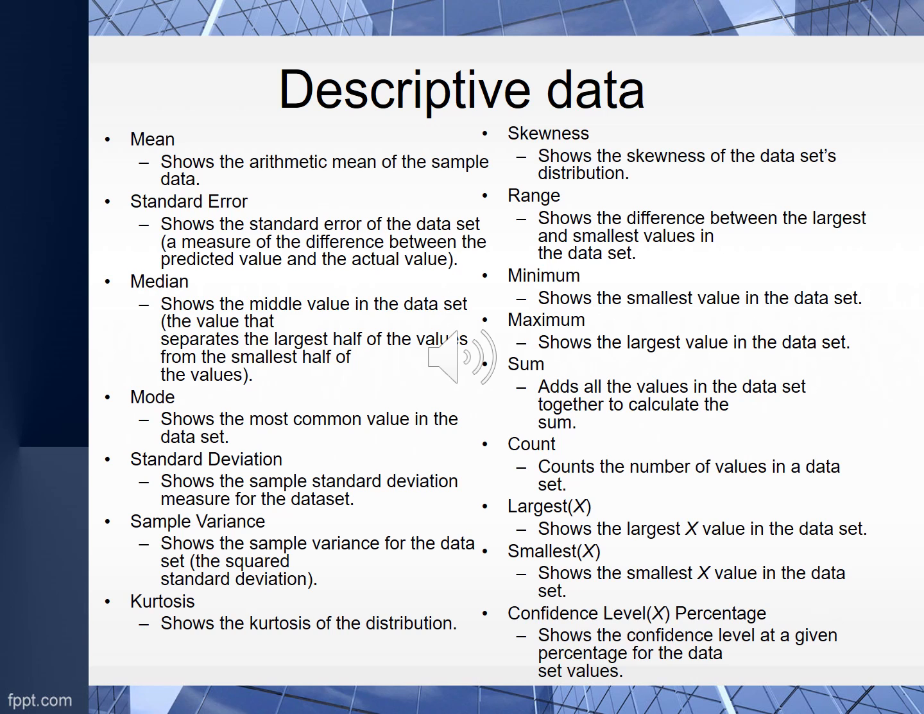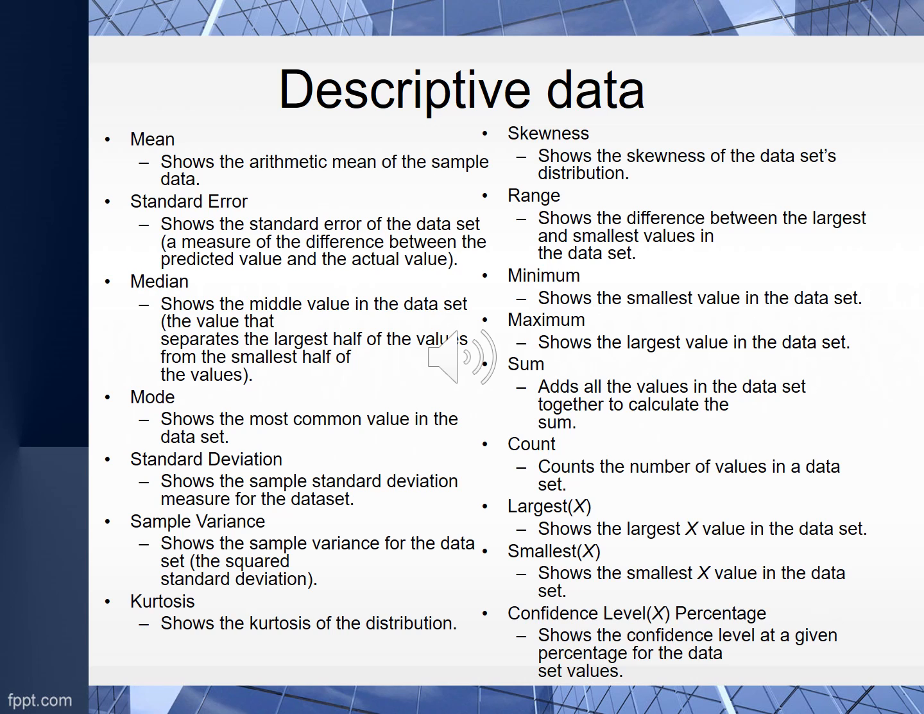And we have kurtosis, which shows the kurtosis of the distribution, and skewness, how the data set distributes or skews. We also have the range, which shows the difference between the largest and the smallest values in the data set, and minimum, which shows the smallest value in the data set, with maximum showing the largest. We also have sum, which adds all of the values in the data set together to calculate the sum, and count, which counts the number of values in a data set.